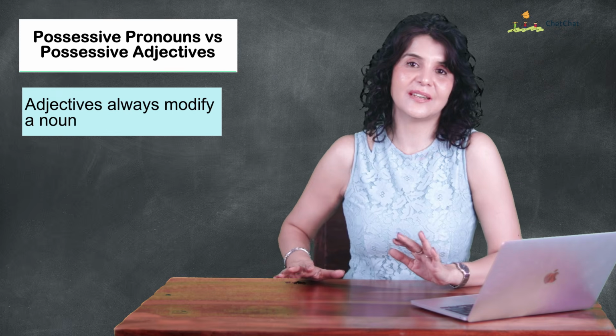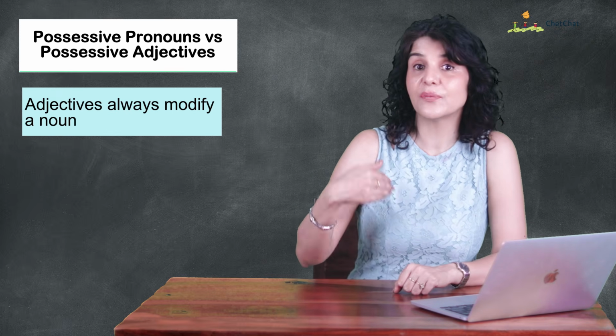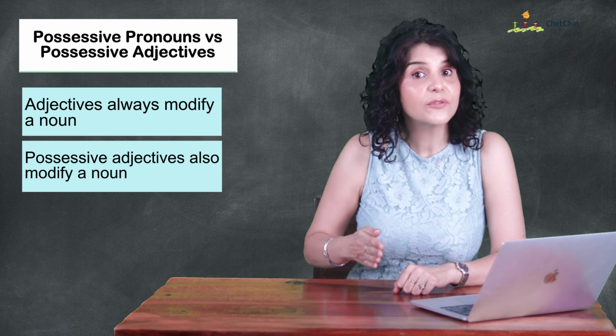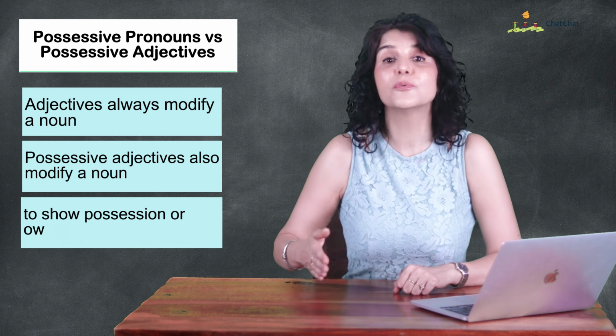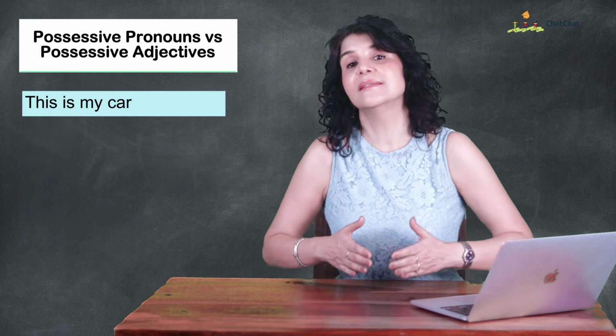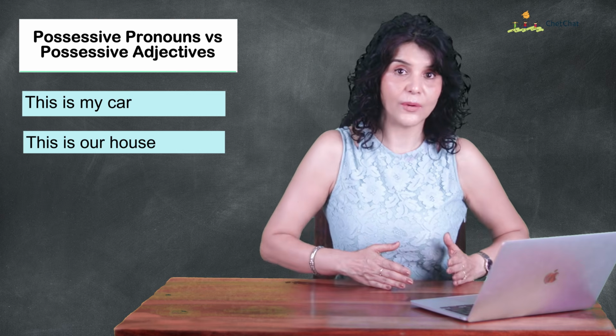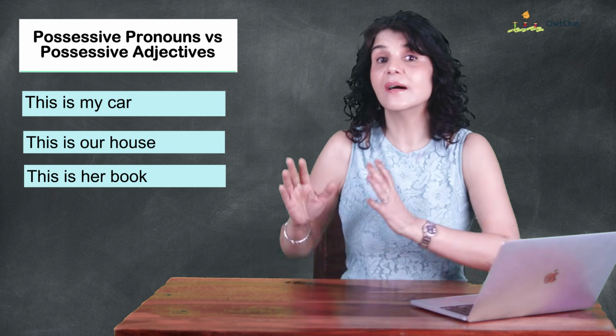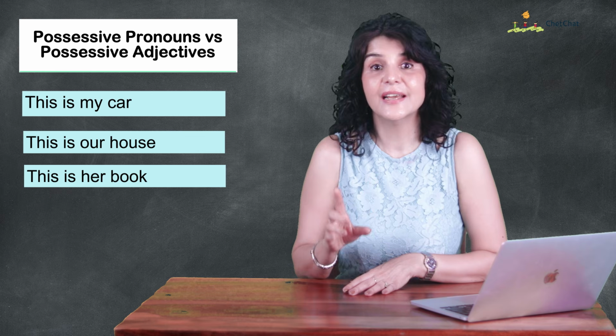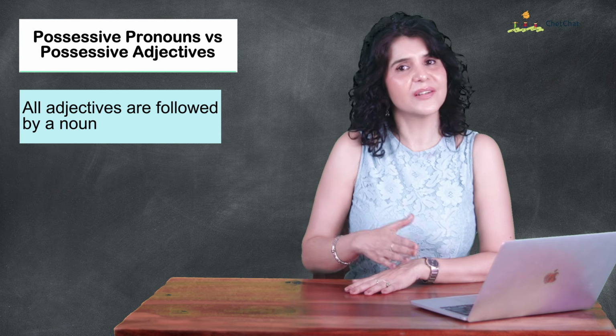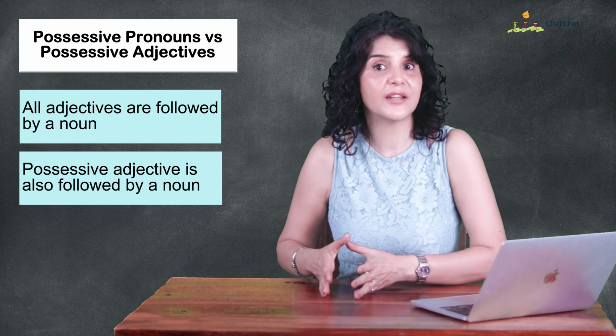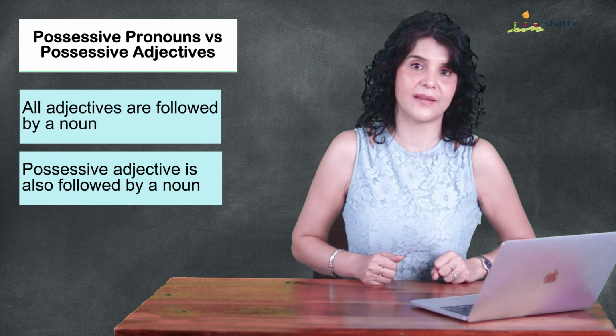Let's talk about adjectives. Adjectives always modify a noun. So possessive adjectives also modify a noun to show possession or ownership. This is my car. This is our house, not ours. This is her book, not hers. And just like all adjectives are followed by a noun, the possessive adjective is also followed by a noun.